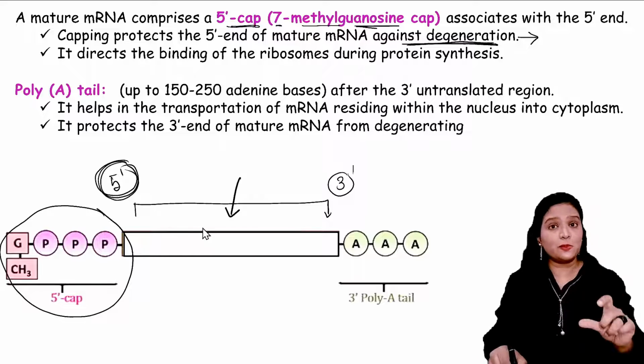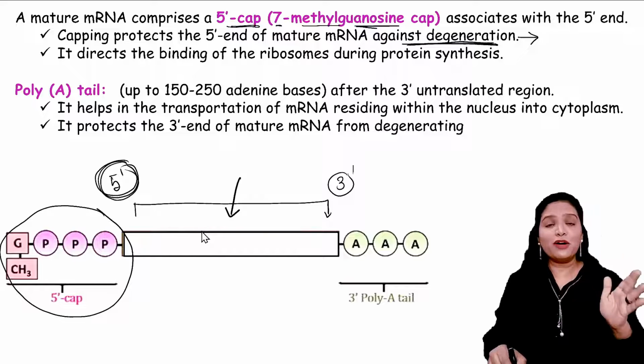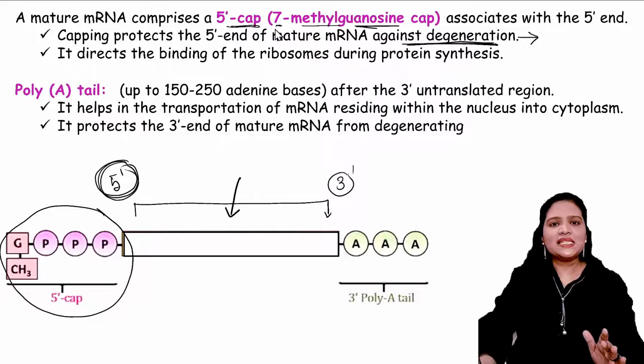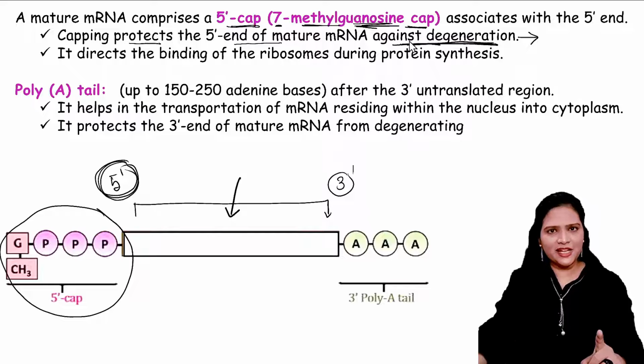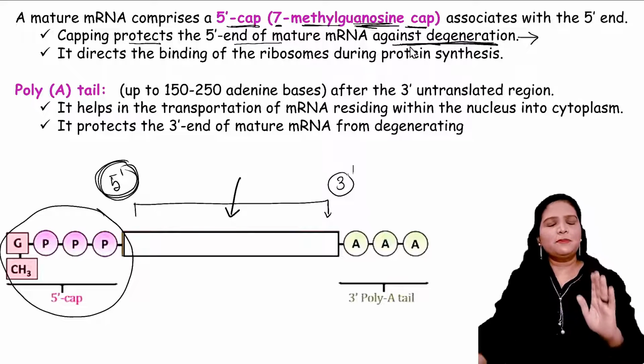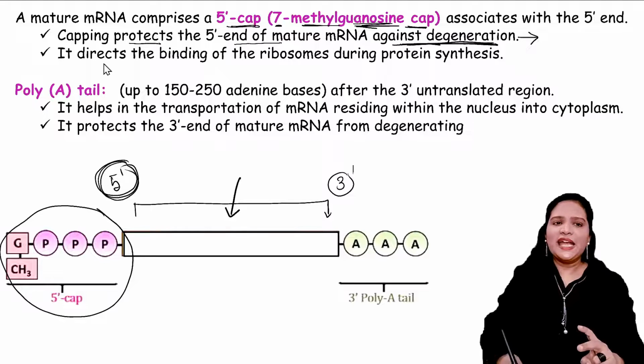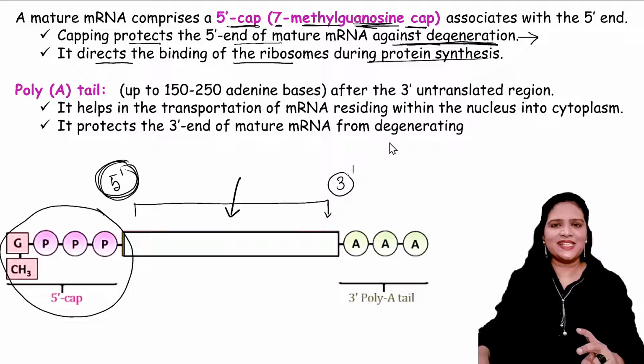This molecule is present like a cap at the 5' end of the mRNA. So this structure is the 7-methyl guanosine cap. Its major function is that this cap protects the 5' end of the mature mRNA against degradation. It protects the RNA from degeneration. And another function is that it directs the binding of the ribosome during protein synthesis.